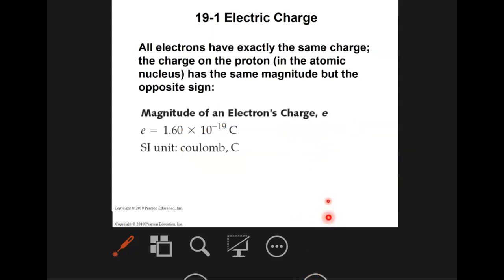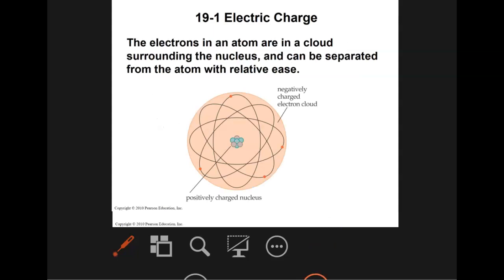So all electrons have the same charge, as well as the charge on the proton. Electrons and protons basically have the same magnitude, or amount, of charge. So either an electron or a proton has a charge of 1.6 times 10 to the negative 19 coulombs. I know it's a very small number, but it's kind of cool. The electrons in an atom are in different level shells, and they spin around the nucleus. And the protons are found within the nucleus.